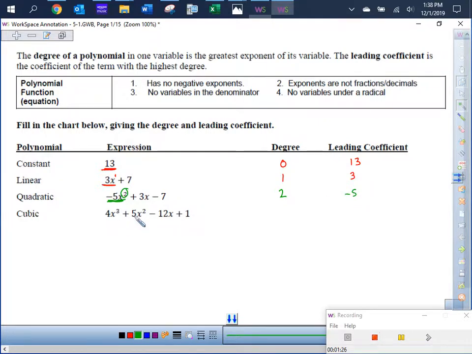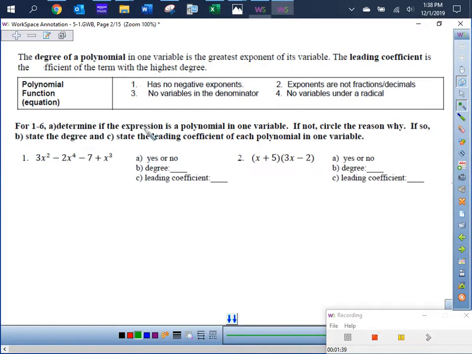And then here on this cubic, you've got some x's, x squareds, x cubes. This is a third degree polynomial, my bad, because that's the biggest exponent, and the leading coefficient is 4. So a little bit of warm up here. In 1 through 6, they want to know if the expression is a polynomial in one variable. If not, circle the reason why. If so, state the degree and the leading coefficient.